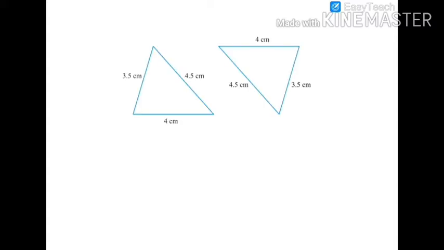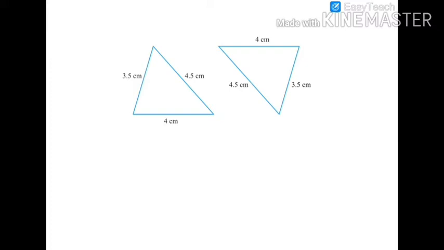To say that two triangles are congruent, all three sides of one triangle should be equal to the corresponding sides of the other triangle, and all three angles of the first triangle should be equal to the corresponding angles of the second triangle. That means there are 6 parts that must be equal to show two triangles congruent. But do we need all 6 parts to say that two triangles are congruent?